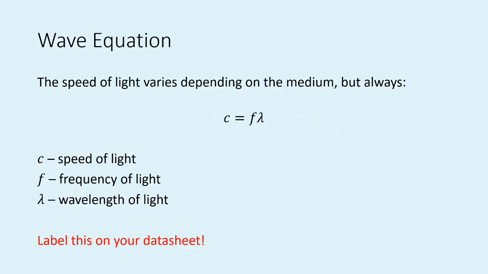And the first thing we need to remember is that the speed of light varies depending on the medium. But it always obeys the wave equation, that the speed of light in the medium is equal to the frequency multiplied by the wavelength. Make sure you've got this labeled on your data sheet. So in a vacuum, c is equal to 3 times 10 to the 8 meters per second, and that's a fact you have to memorize. But in most mediums, it will be lower than this because they are more dense, so things travel more slowly.